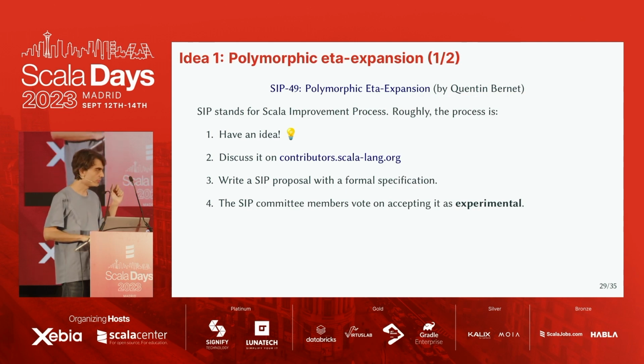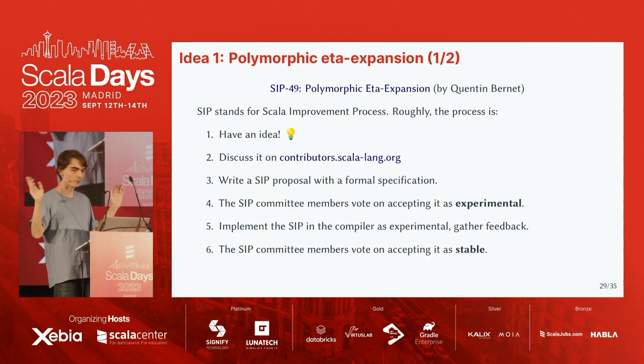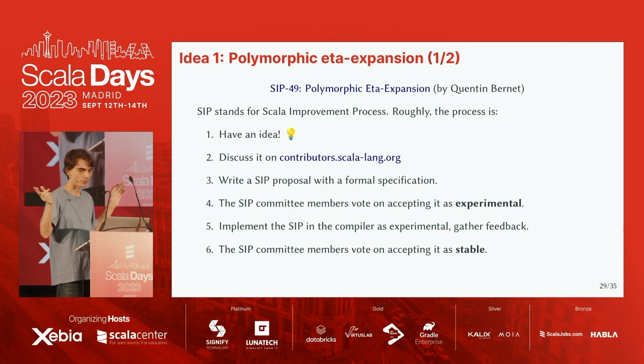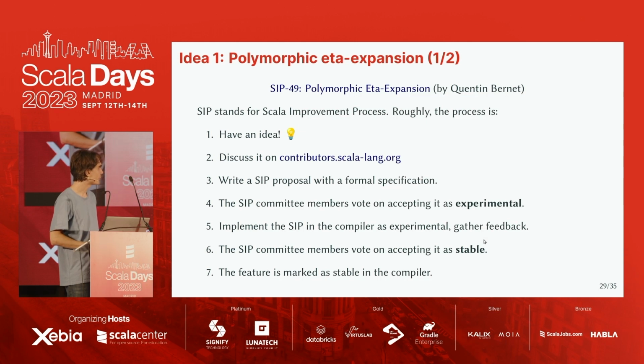If it's accepted as experimental, then that's the go-ahead for someone to put some implementation in the compiler under some experimental mode, so people don't accidentally rely on it. And we gather more feedback. This might take several more cycles, and eventually, if everyone is happy, we vote on accepting the proposal as stable. So SIP 49, the SIP I'm talking about, is at the 4 stages, basically. And once something is stable, we mark it as stable in the compiler, so people can start using it in the next minor version.